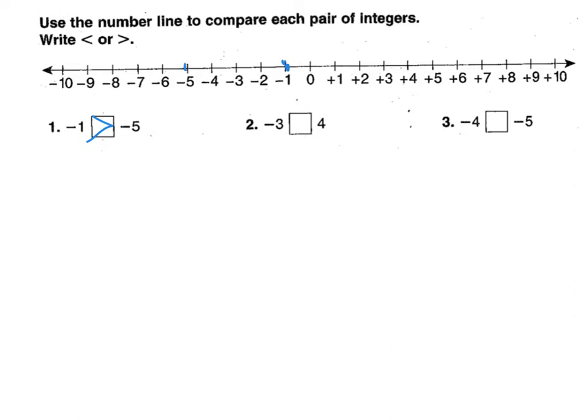All right, let's try number 2, -3 and +4. So -3 is right here, +4 is all the way over here. -3 is definitely smaller than +4. And now we're comparing -4 to -5. So -4 is slightly to the right of -5, meaning -4 is slightly larger than -5.